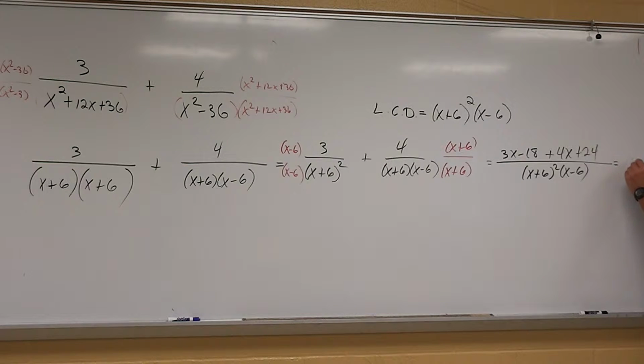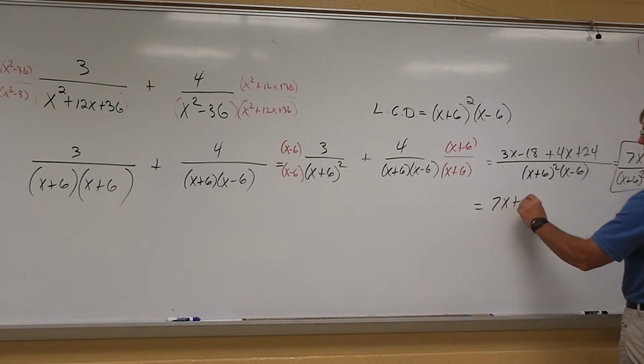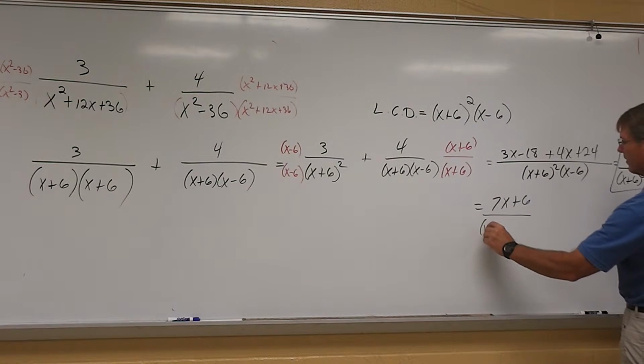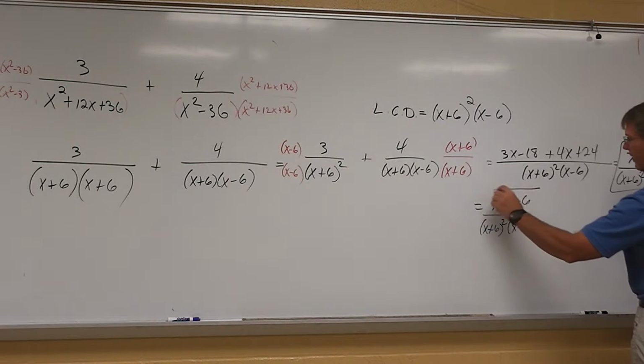Simplifying here, we're going to get 7x, oh goodness, I think minus what, 6? No, plus 6. All over x plus 6 squared times x minus 6. And we got it. Oops, I think I went too far for a viewing window there. For our viewing audience at home, that's our final answer.